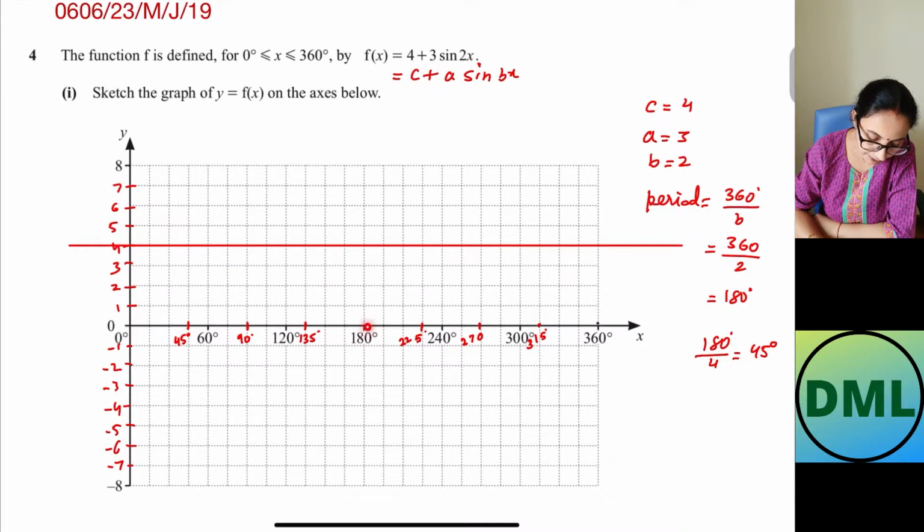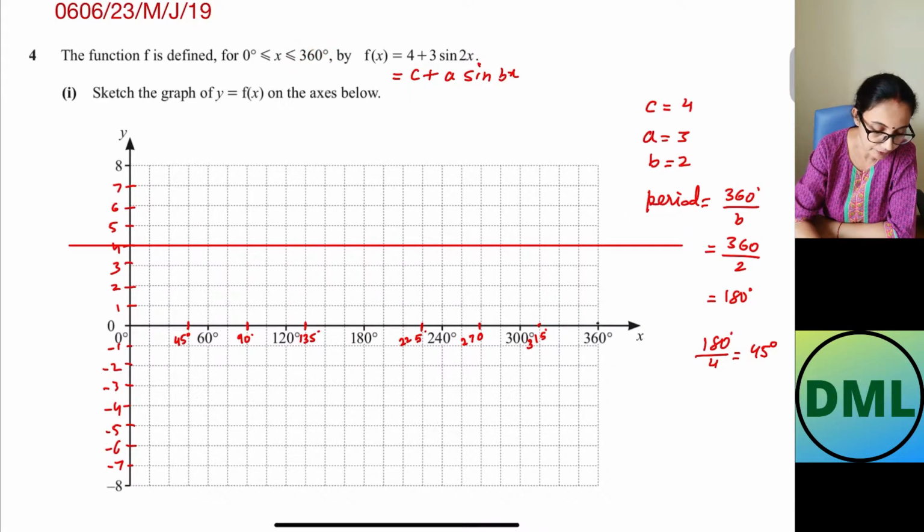I have to divide 180 degrees into 4 equal parts. As you can see here, this is 3 units, 45 degrees, again 3 units, 90, again 3 units, 135, again 3 units, 180 degrees. I have divided 180 to 360 degrees also into 4 equal parts. This is 225, this is 270, this is 315 degrees. I need to plot my graph till 360 degrees.